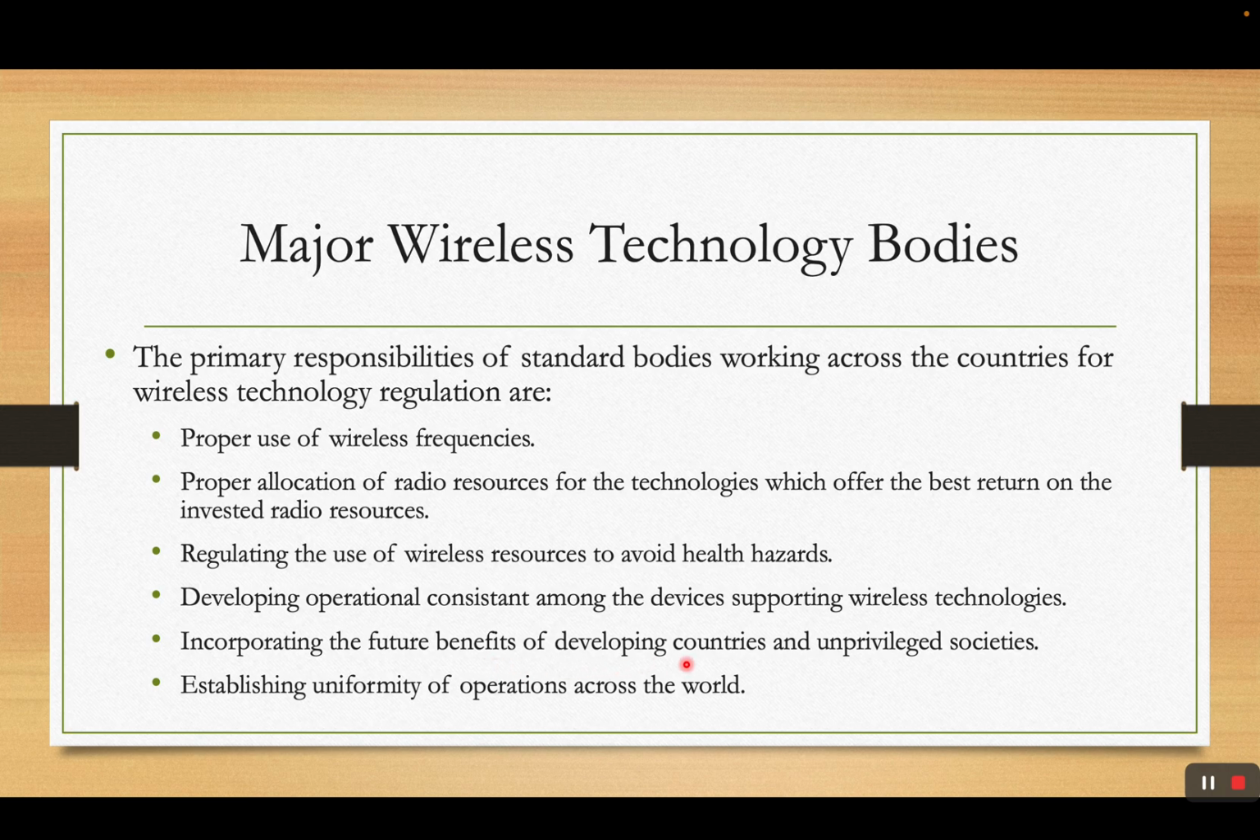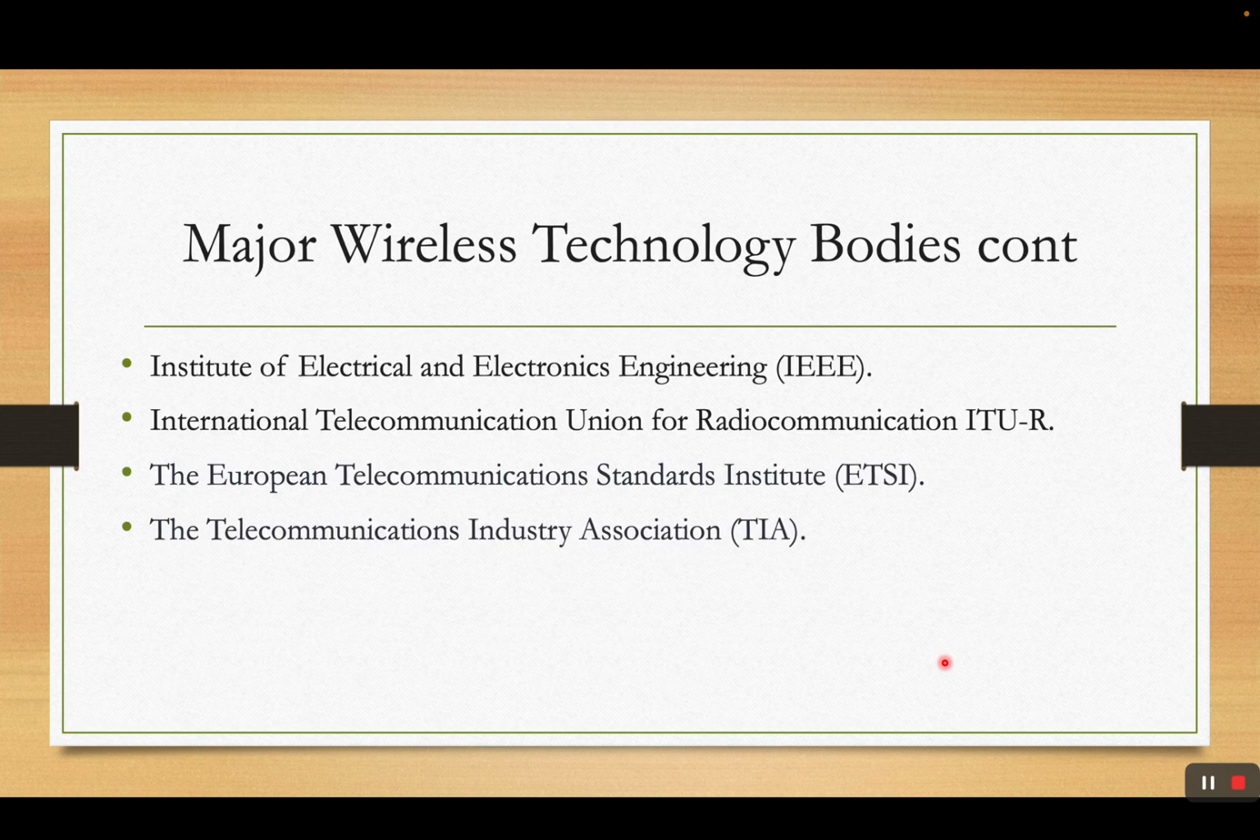incorporating the future benefits of developing countries and underprivileged societies, establishing uniformity of operations across the world. Other things include obtaining reduced costs on development and operation of technology, providing equal business opportunity for all companies and organizations across the globe, and reducing the monopoly of any country, region, or organization on technology. Now, we will have a look at different standards and professional organizations that deal with the wireless technology standards and the efficient use and allocation of the radio frequency resources.